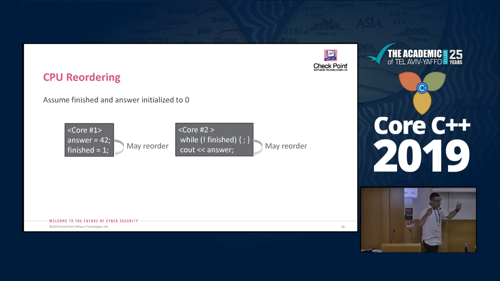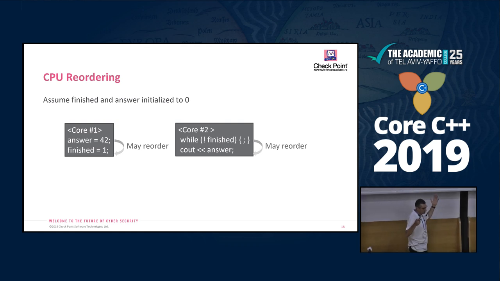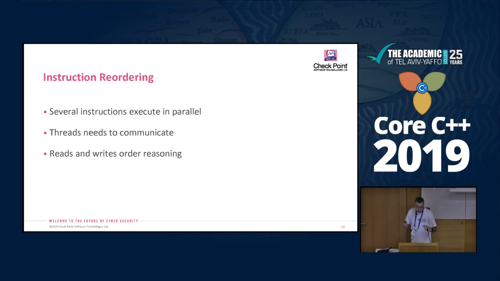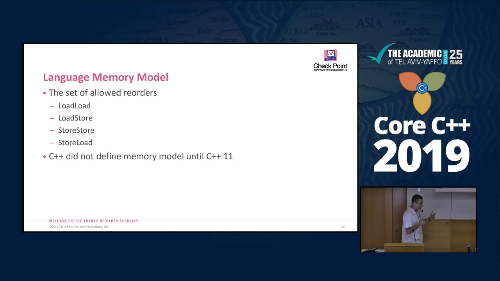Obviously, we're talking about CPU reordering, so using volatile, which is a compiler instruction, has no effect on this. A compiler barrier also will have no effect on this. So what we have is several threads that need to talk to each other. They talk to each other by sharing their state, by sharing data. But several instructions are being executed in parallel. In order to be able to reason about sharing data, we need to be able to reason about the order of reads and writes. And that's where the memory model comes in.